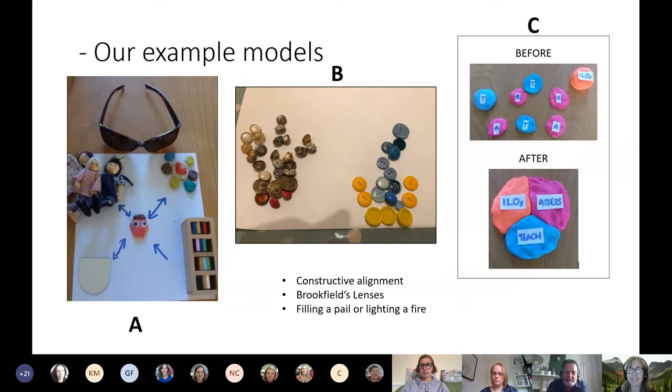So I wonder if... Oh, we've given you the answers there. We should have done this as a quiz. They're not in the right order. There are some of the possibilities. I can't see the chat because of the way my screen is, but if people could put in the chat which they think is A, is that constructive alignment, Brookfield's lenses, or filling a pail or lighting a fire, or B or C. If you're an academic developer, this is easy. If you're not, you may not find it quite an easy task.